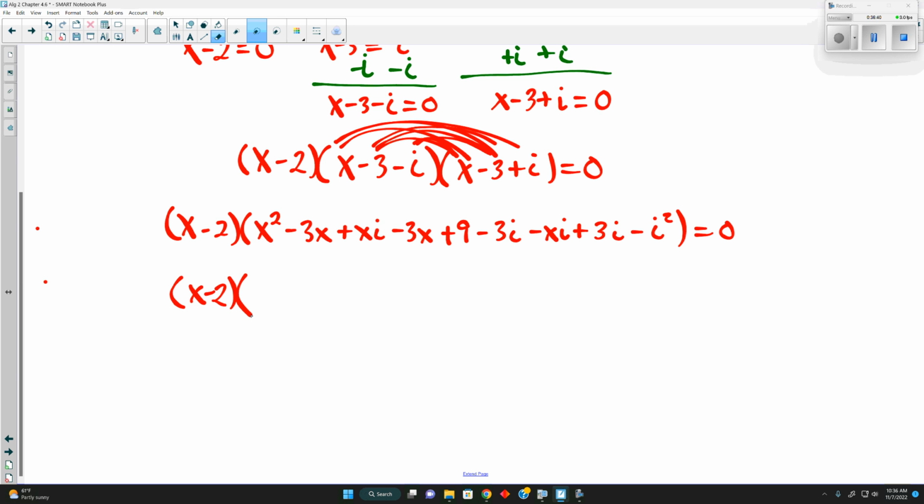I'm just writing down the x minus 2 because we know it won't change. Because the next big step is to combine like terms.